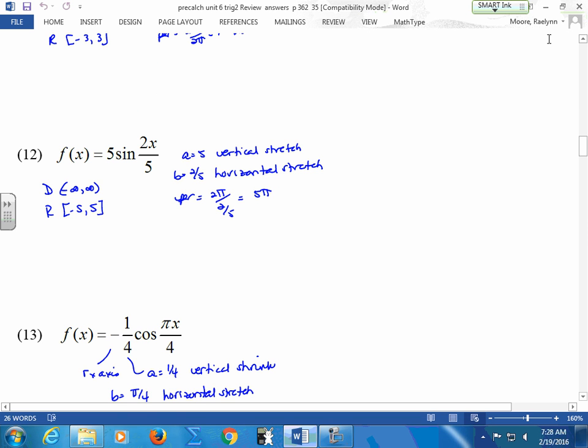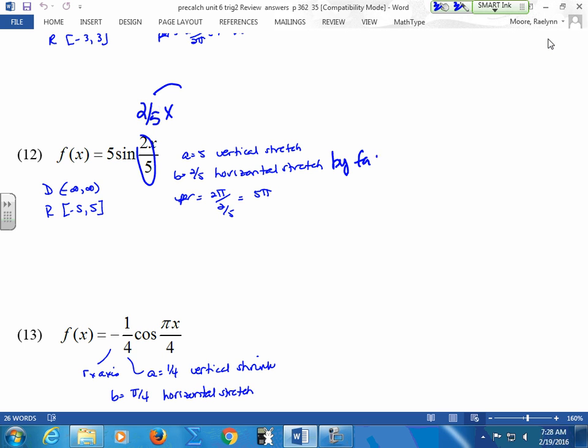All right, so this guy, if it's helpful, pull this fraction out. This is your frequency. It's less than 1, so what it's going to do is stretch your curve out. Think of when you do 1/2. When you do 1/2, isn't it half the curve in 2 pi? Isn't it stretching it out? So you've got a stretch, and you can say by a factor of, just take its reciprocal, 5/2.